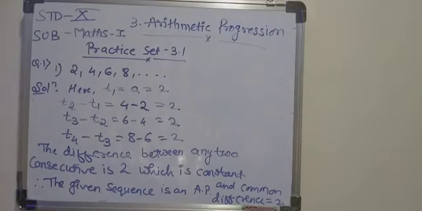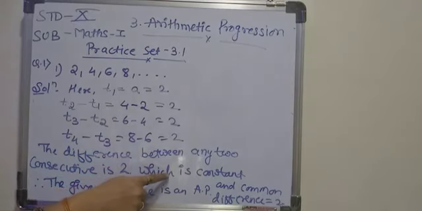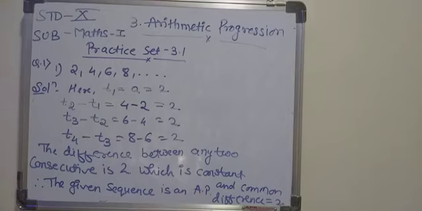As we have studied in the definition of arithmetic progression, the difference between any two consecutive terms should be constant. Here we are getting the difference between any two consecutive terms as 2, and it is constant, it's not changing. So therefore the given sequence is an AP and the common difference is 2. See the next question.